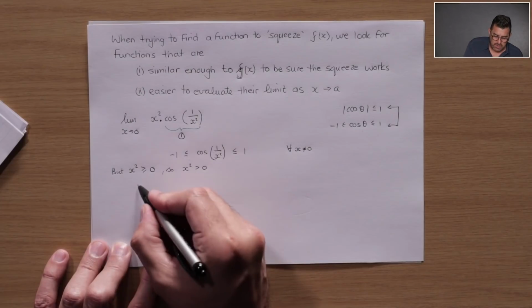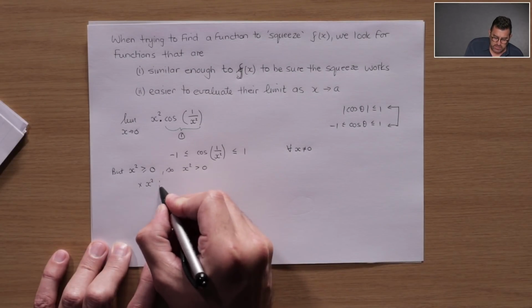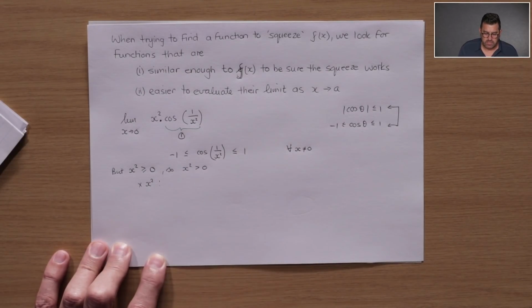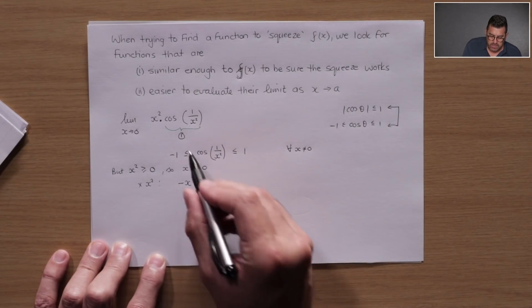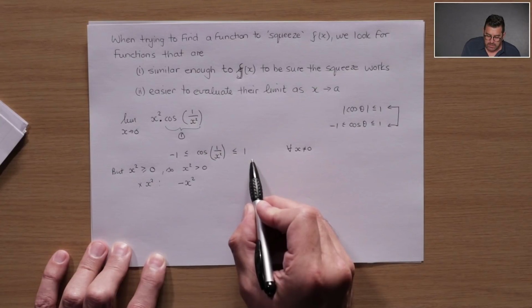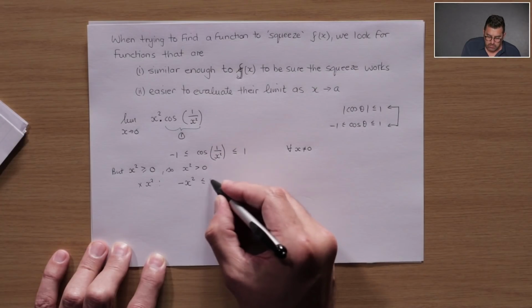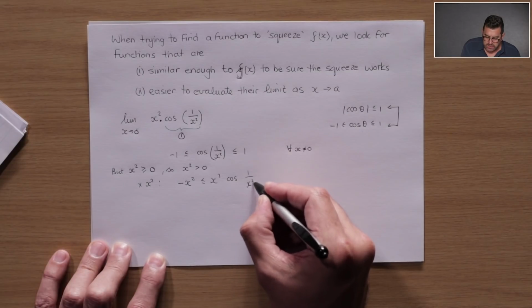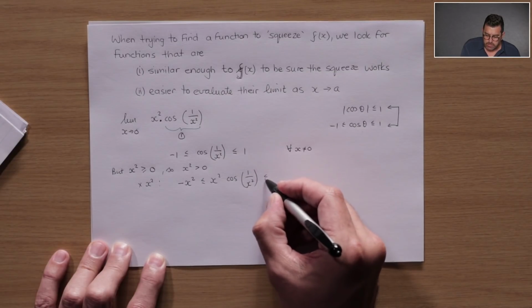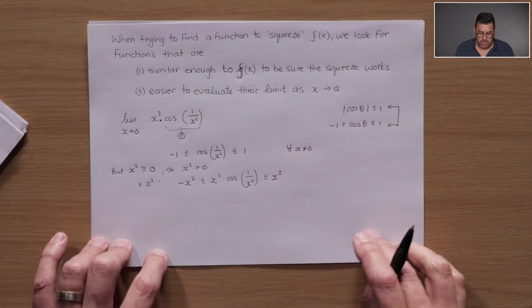And now I'm going to do it. I'm going to multiply with x squared because I'm sure it's always positive. So then I'm creating minus x squared, multiplying it over here, is less than or equal to the cosine of 1 over x squared stays, and that will be smaller than or equal to x squared.